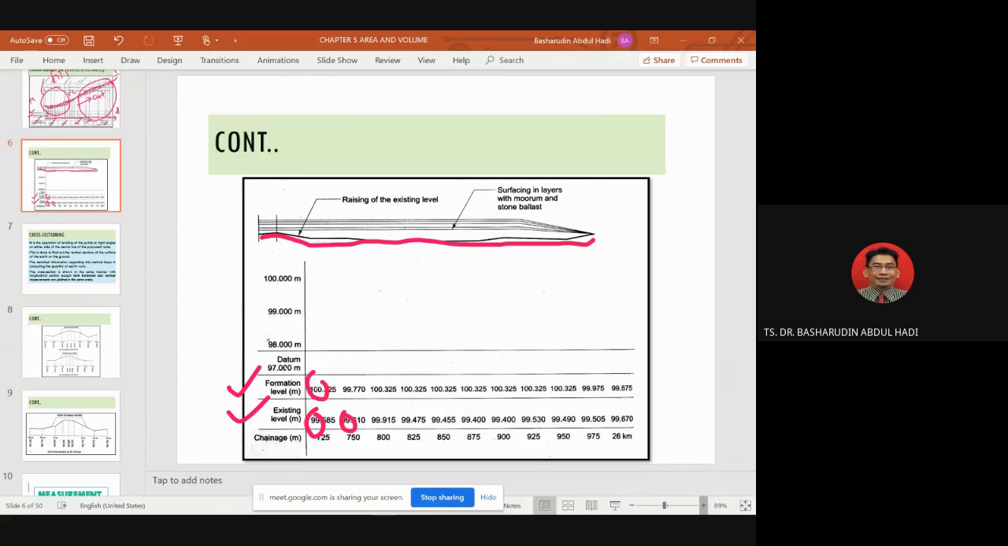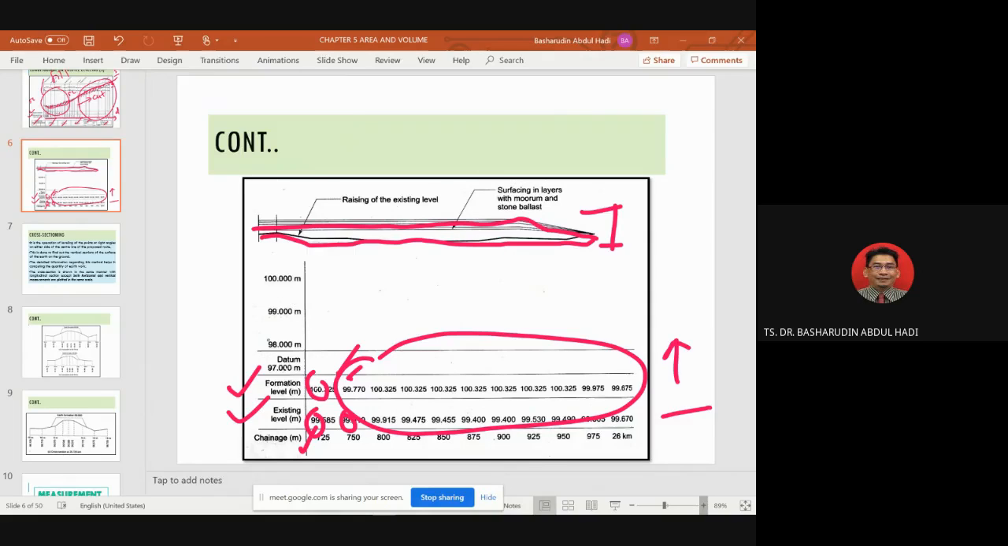Okay, and then this is what we call the proposed level. We raise it up, which is why the formation value is bigger than the existing one. If you study all these values, the formation level is raised and the existing level is not raised up. It's something like a constant. It means we must do filling work, fill work, because the formation level is higher compared to the existing level.